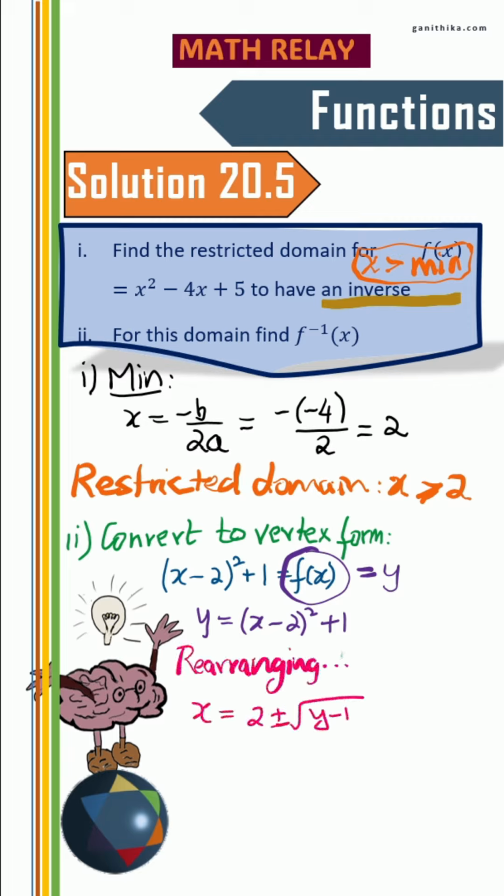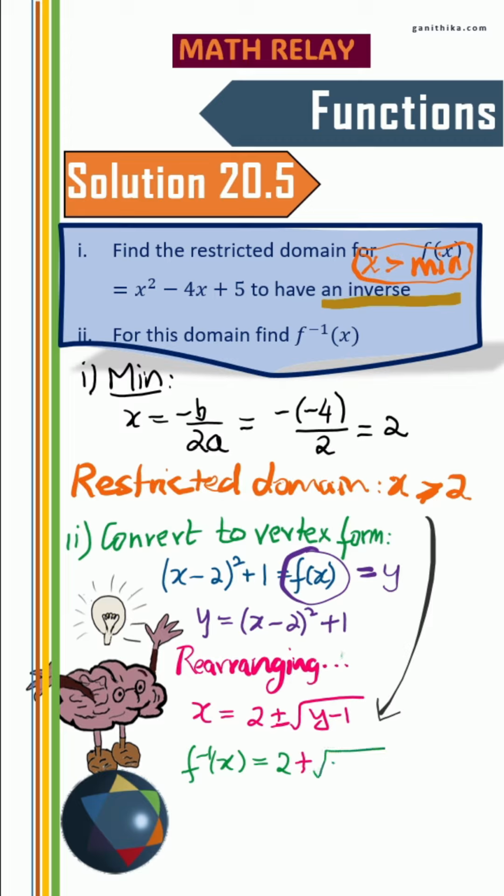You will have x is equal to 2 plus or minus the square root of y minus 1. When you take the square root, it is plus or minus. And therefore f inverse of x will be 2... is it plus or minus? We have to check the restricted domain. Because it is greater than or equal to 2, you cannot have minus, so it is only plus.